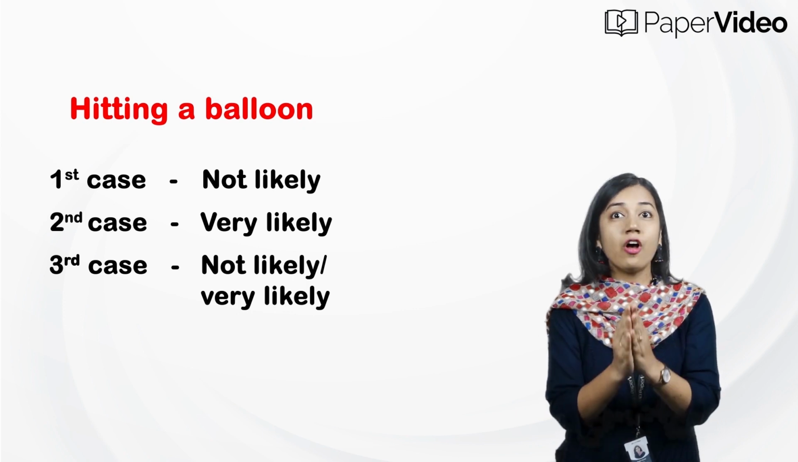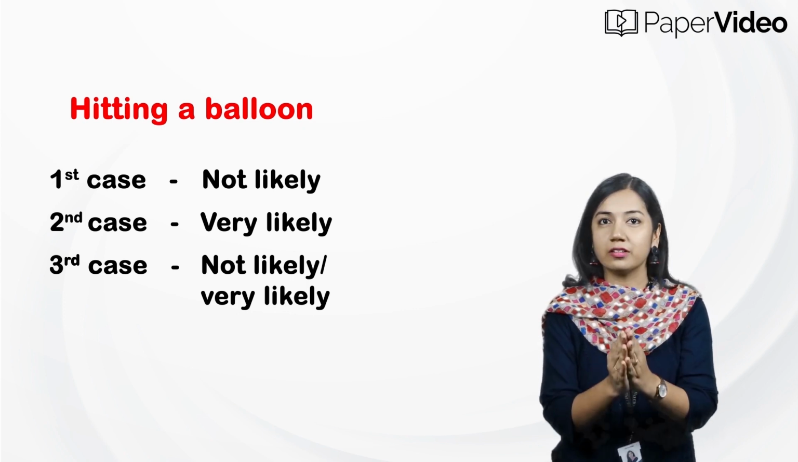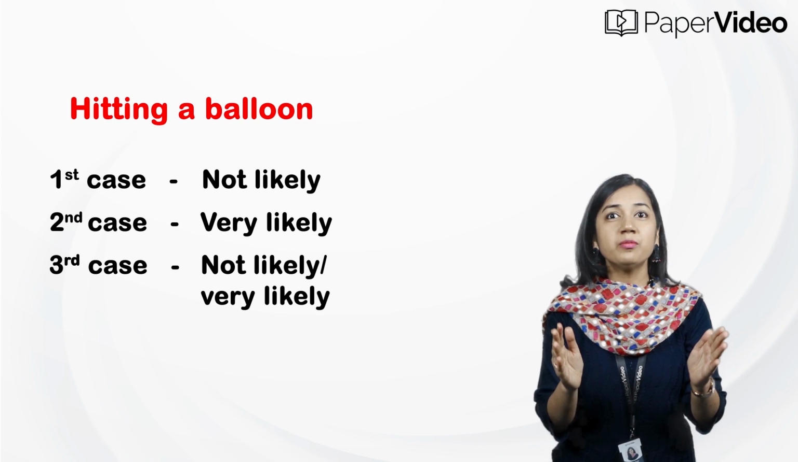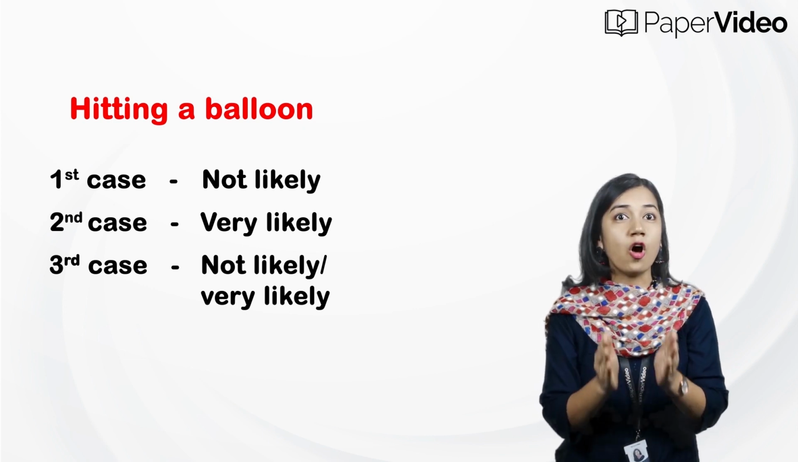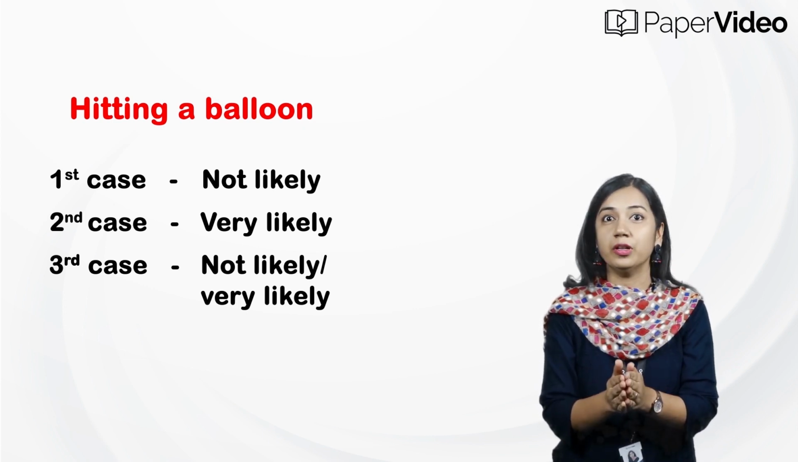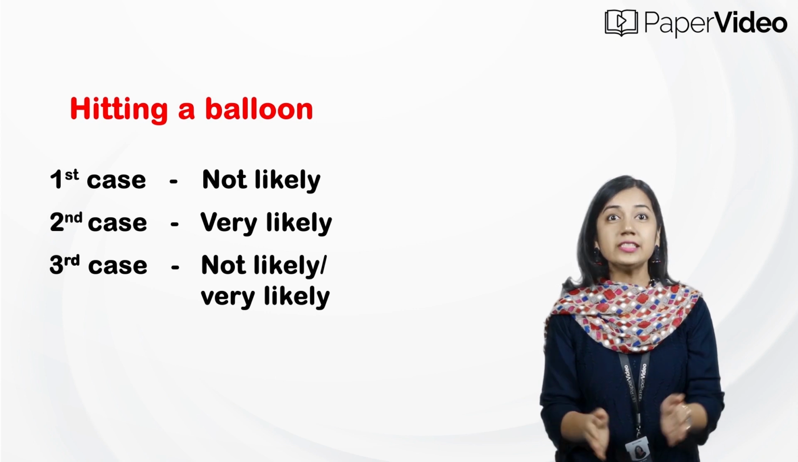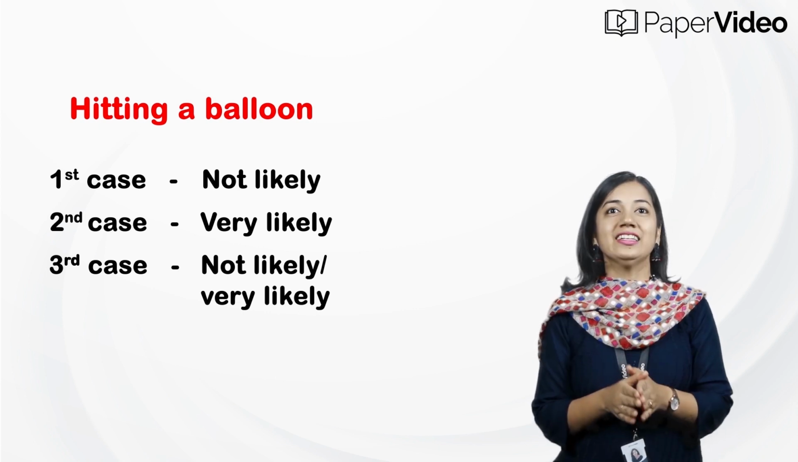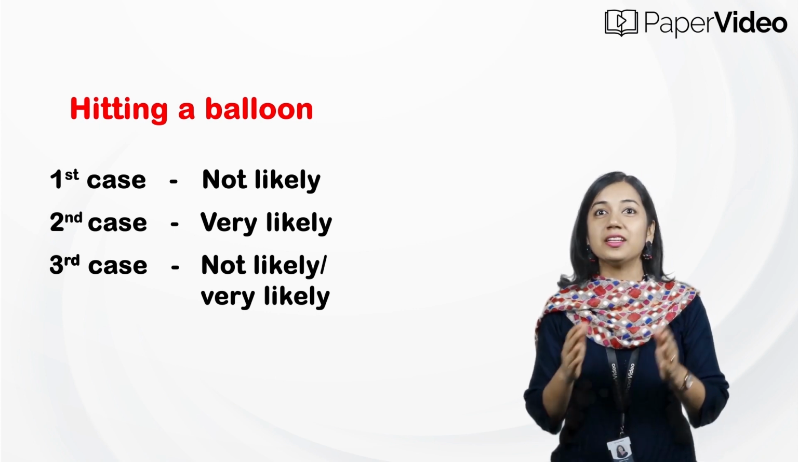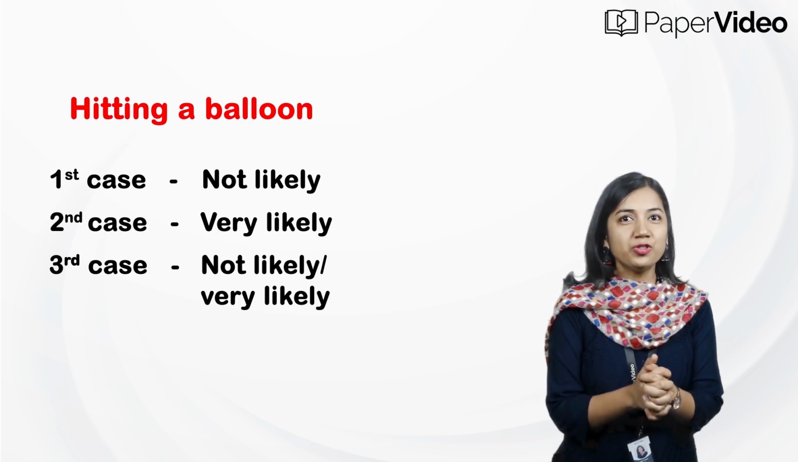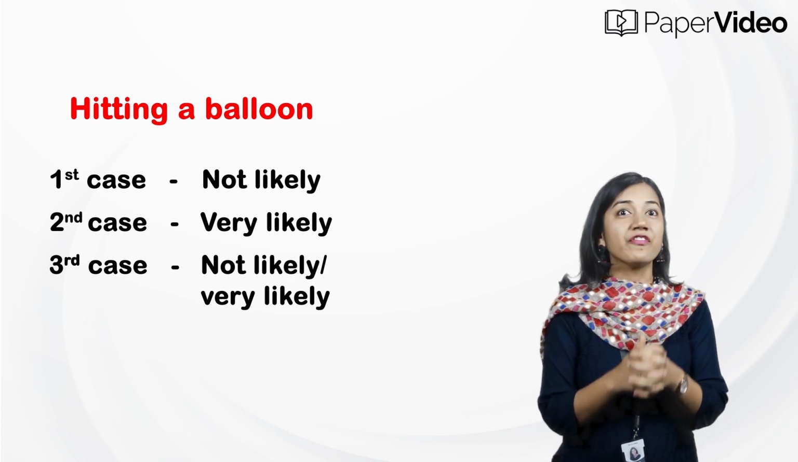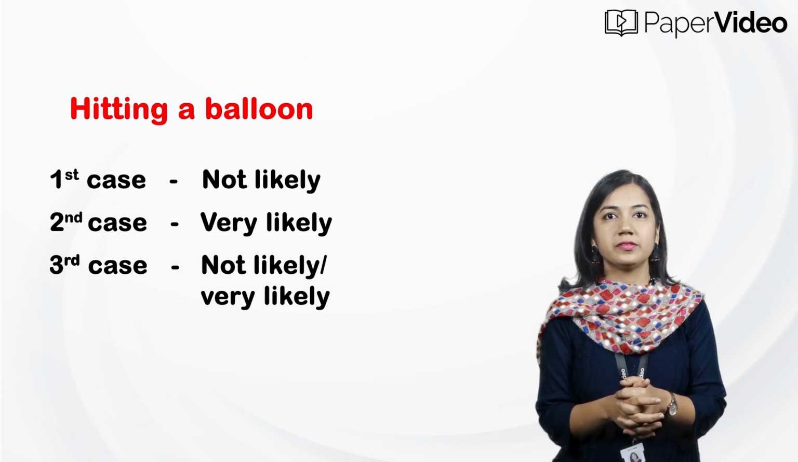But none of the results is sure. These are just the most likely outcomes of the event of hitting a balloon. This is known as probability. Probability is the mathematical term used to measure the likelihood of an event to occur.